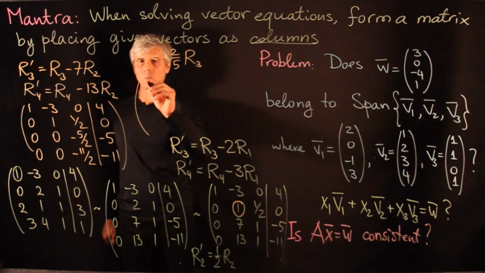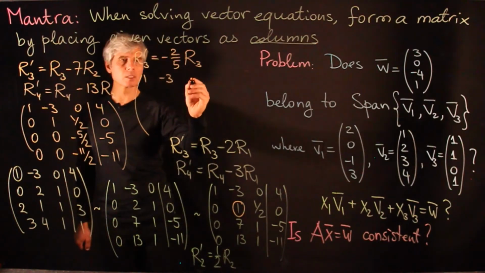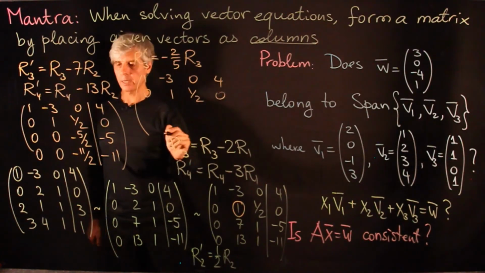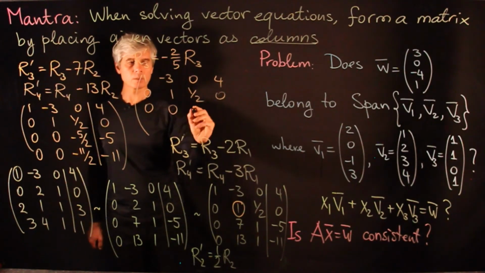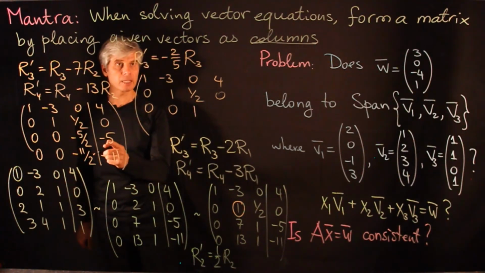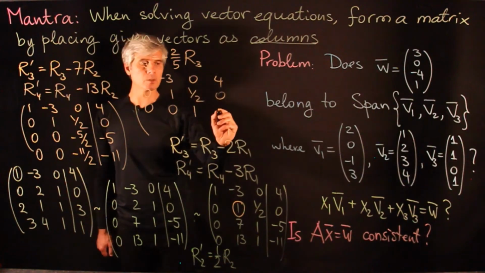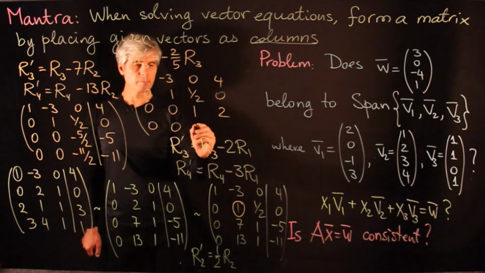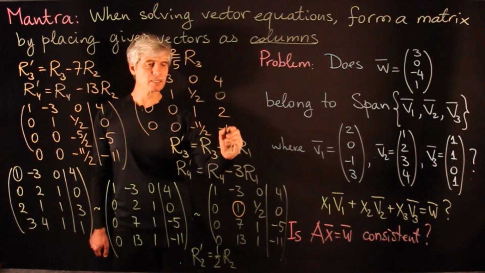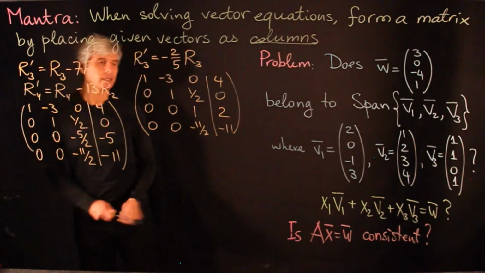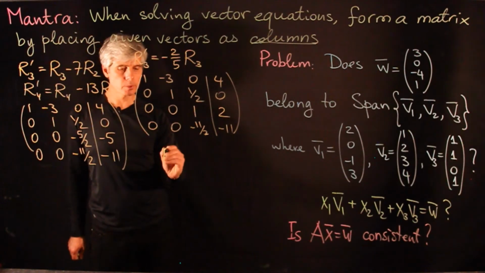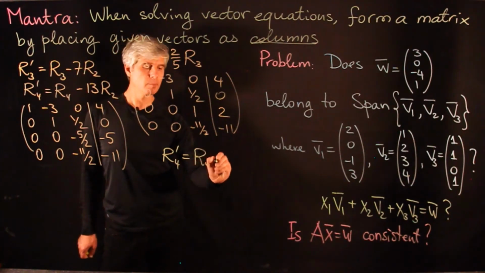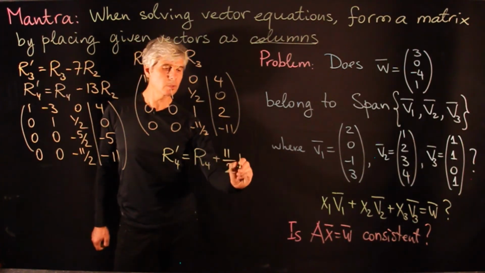So we get the matrix 1, -3, 0, 4, 0, 1, 1/2, 0, then 0, 0, so this will become a pivot 1. And -5 times -2/5, that's 2. And the last row is 0, 0, minus 11 halves, and minus 11. And now to bring this matrix to row echelon form, we just do one more step, and we say row 4 prime is row 4 plus 11 over 2 times row 3.